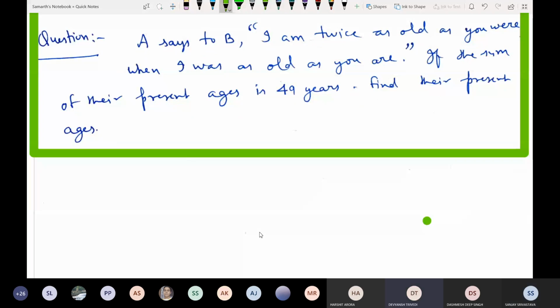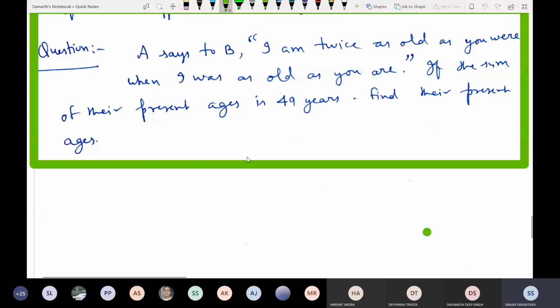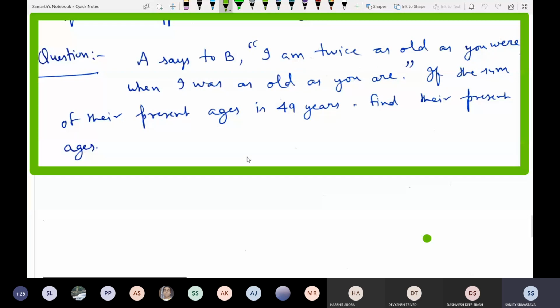So can you please show the question? Is it not visible on the screen? Is it visible, boys? Yes, sir. Now is it visible? Okay. So I'm giving you 5 minutes.